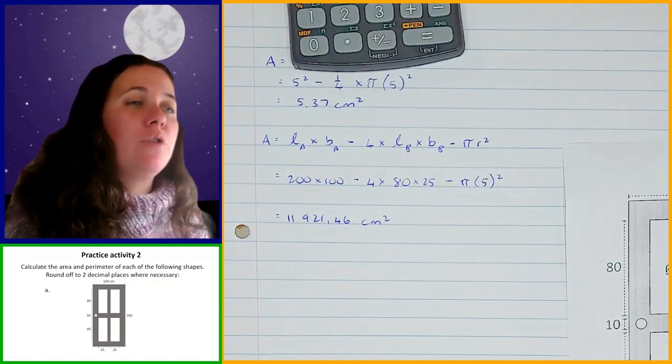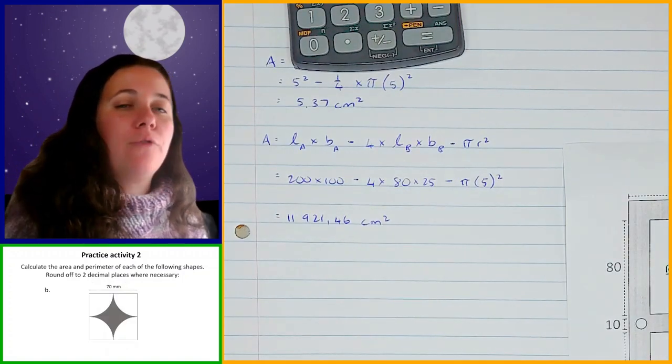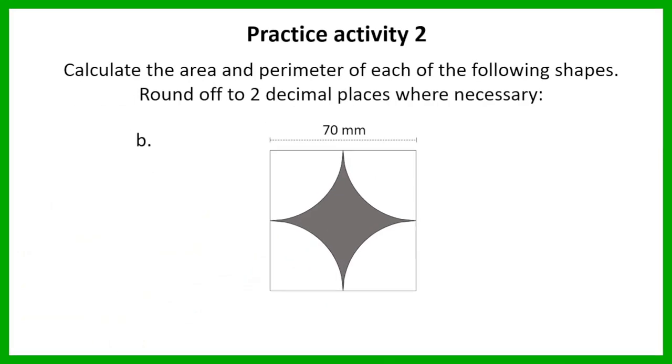Right, then the last one for today, over here we have got a square, which has got all of these pieces that have been cut out, and you need to work out the area of that shaded section. Right, so I'm going to give you 2 minutes for this question as well.